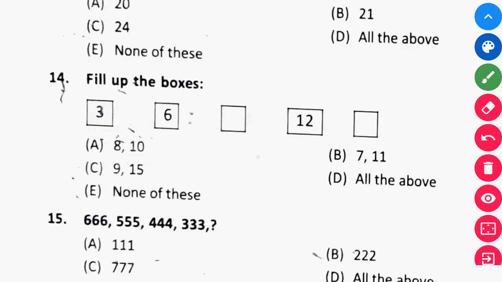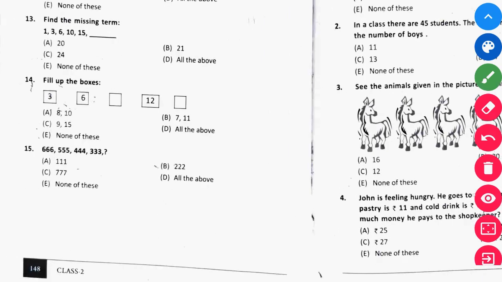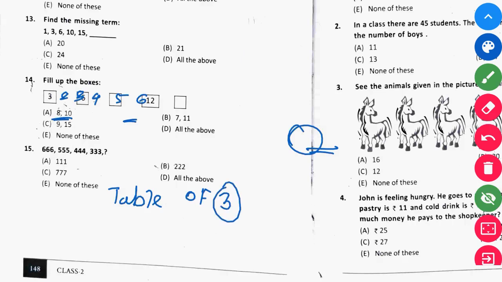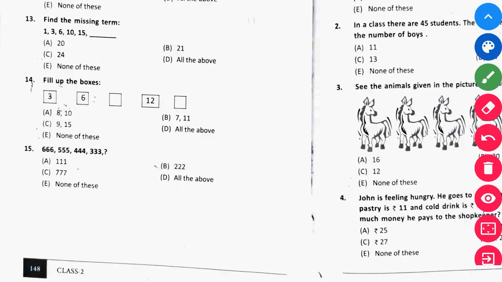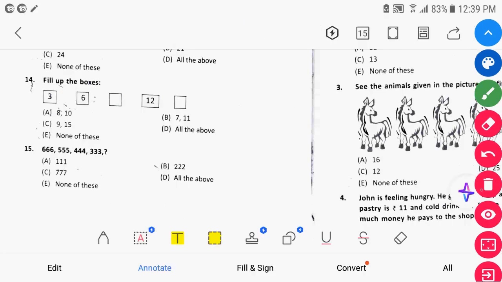Now again 3, 6, blank box, 12 and blank box. So this is the table of 3. 3 1s are 3, 3 2s are 6, 3 3s are 9, 3 4s are 12, and 3 5s are 15. So 9 and 15 is the correct answer. So answer C is the correct answer.